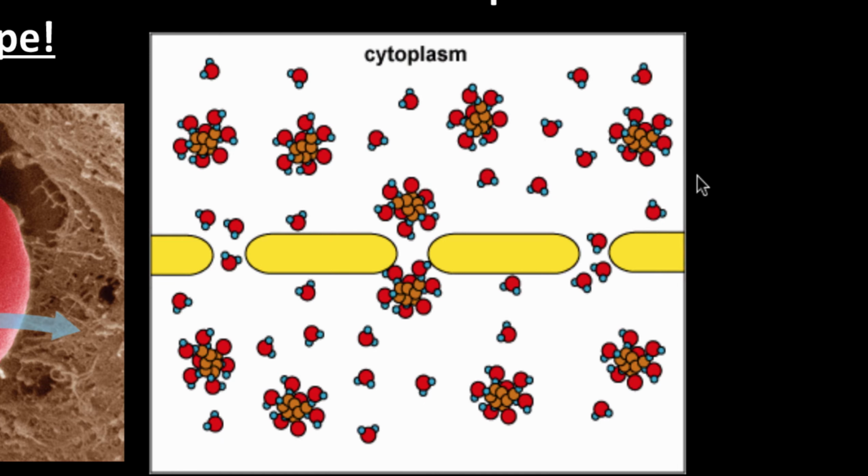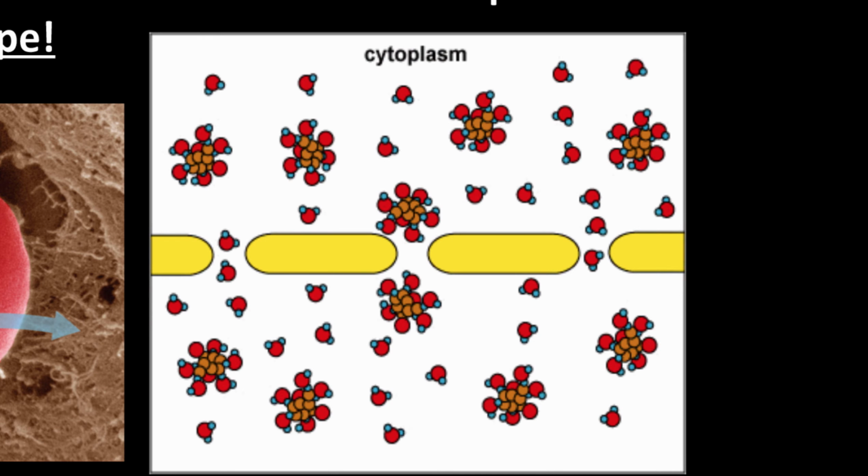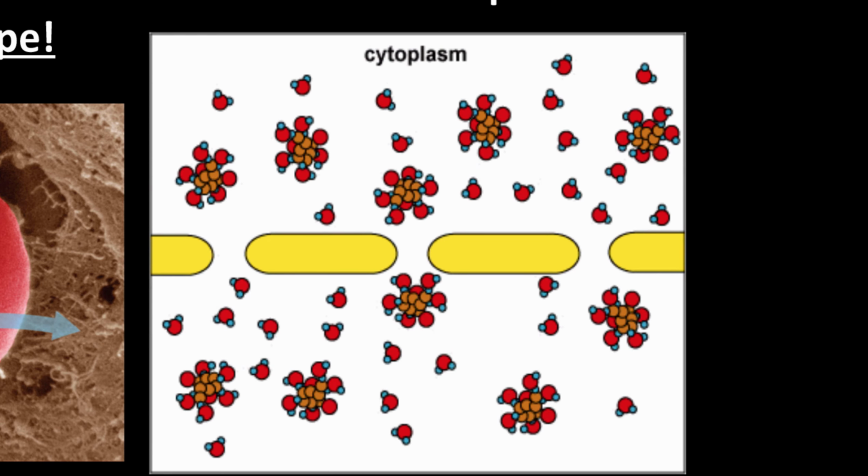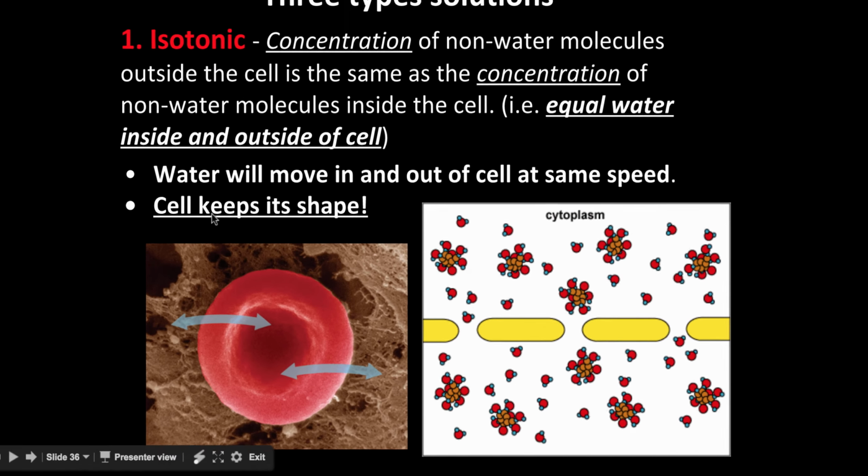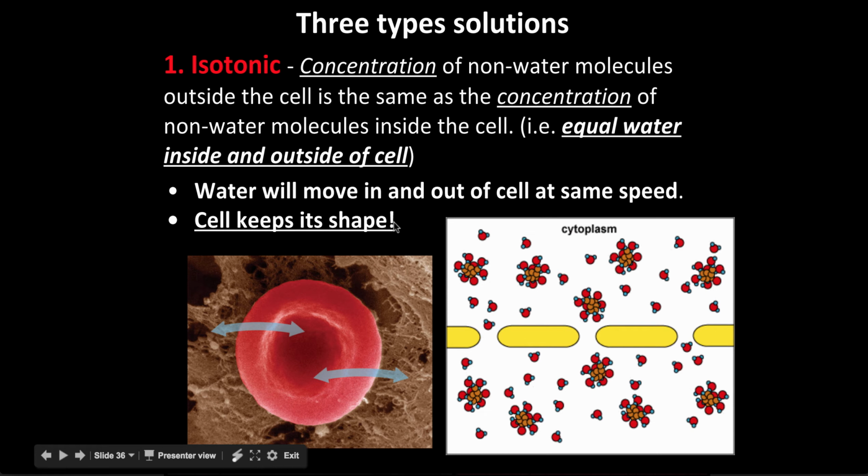There's balance. There's equal amounts of particles in and out of the cell. So the concentration of non-water molecules outside the cell is the same as the concentration of non-water molecules inside. Equal water in and out of the cell. The cell keeps its shape, and water continues to undergo that process of osmosis in and out of the cell.